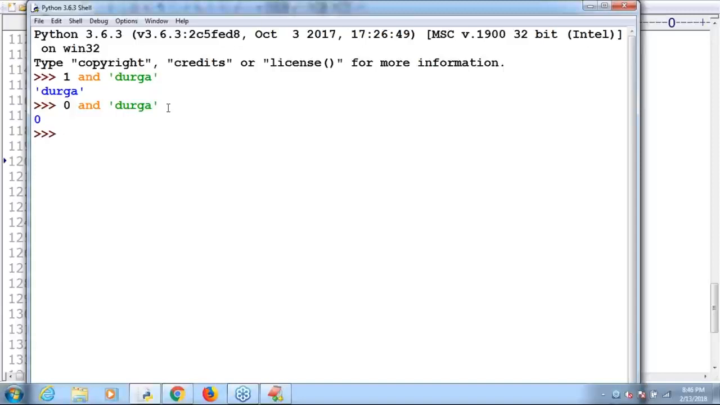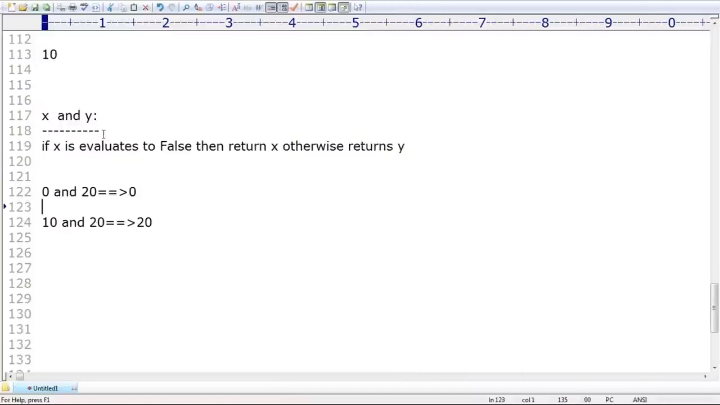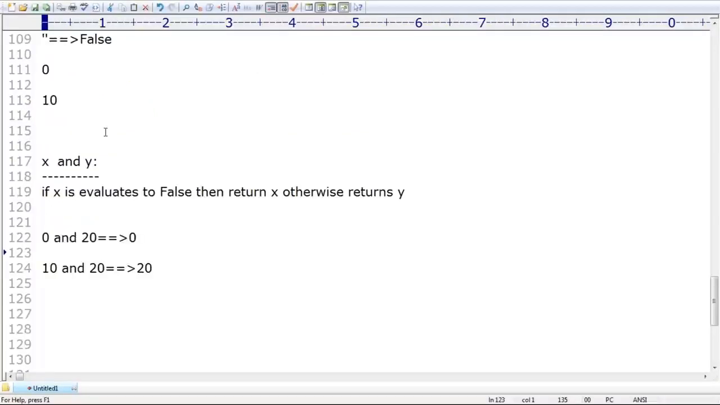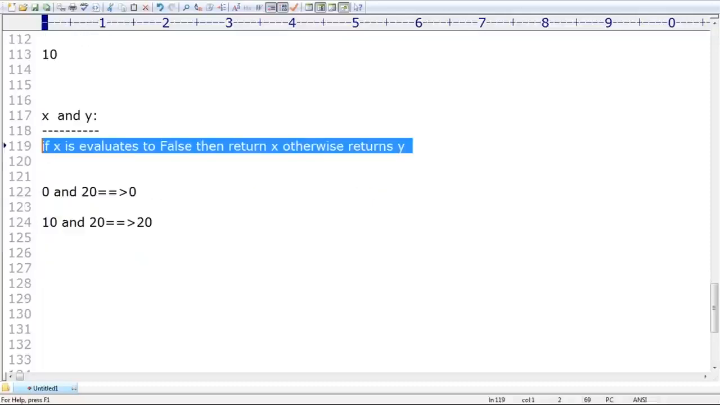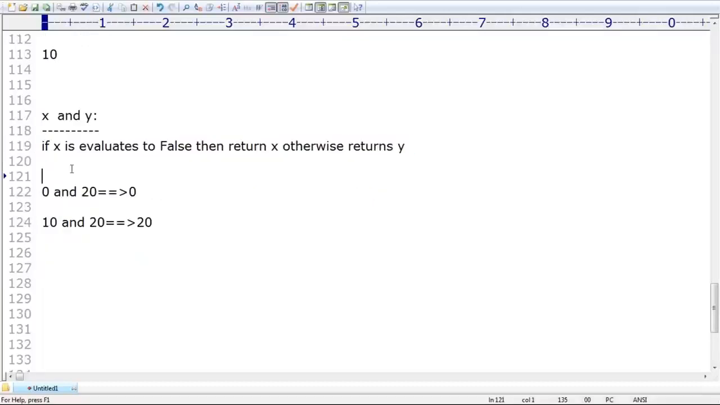Are you able to understand? Don't get confused. Sir, just make sure of this line. It is very simple. If you apply these operators to non-Boolean types, how will the evaluation work? If the first one is false, then X is the answer. Otherwise, Y is the answer.